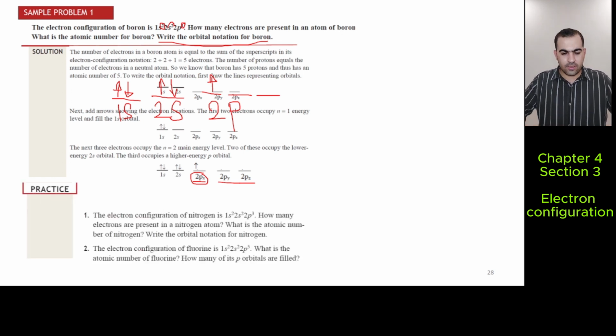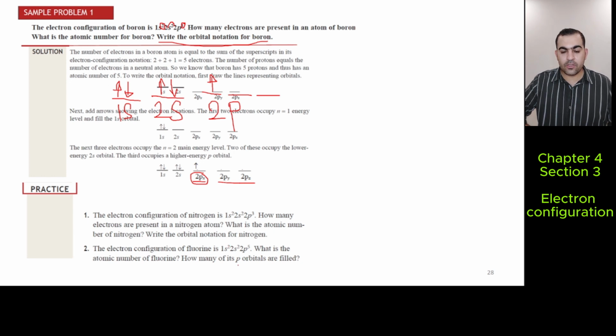Here also it's the same thing, but here it says the electron configuration of nitrogen. How many electrons are present? So 2 plus 2 plus 3 equals 7. What is the atomic number of nitrogen? Again, 7. Orbital notation, I think we did it before. The electron configuration of fluorine also. What is the atomic number of fluorine? 9. 5 plus 2, 2 plus 5 equals 9.